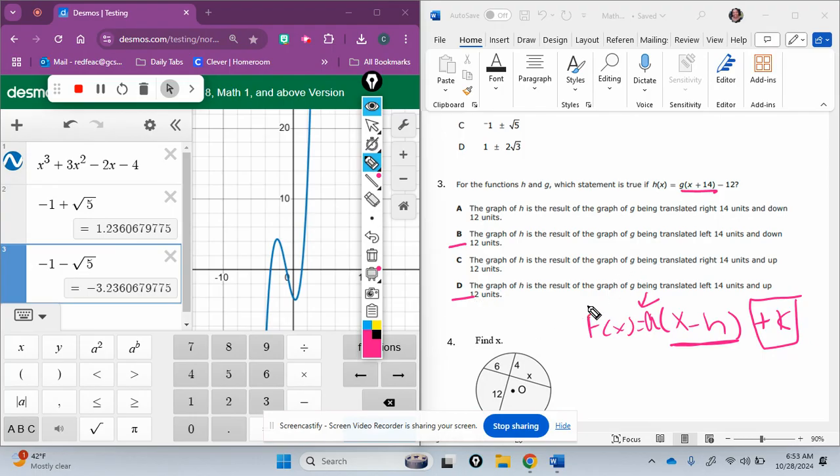Okay, and then this portion tells us minus 12. All right, when it's up or down, these are taken as is. So if it's minus 12, that means the graph is going to go down 12. So my answer for number 3 should be B.